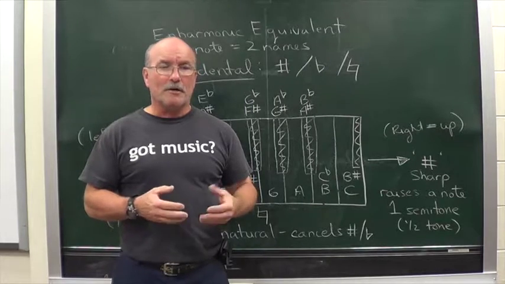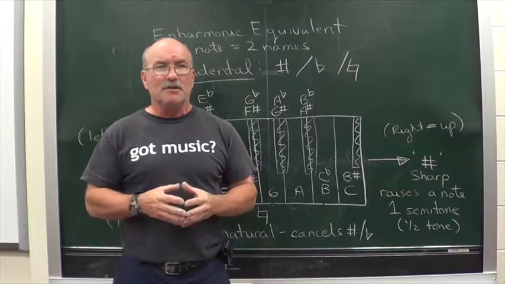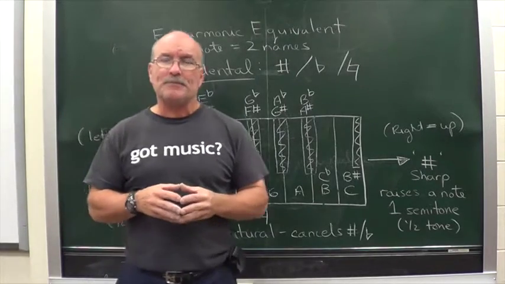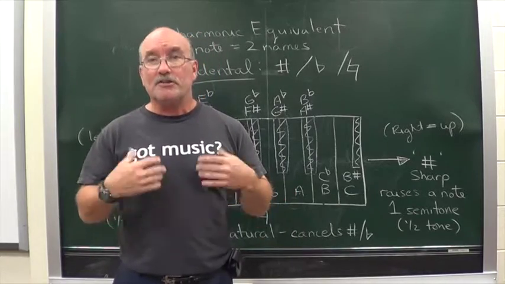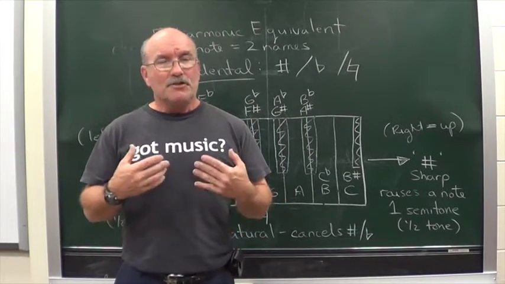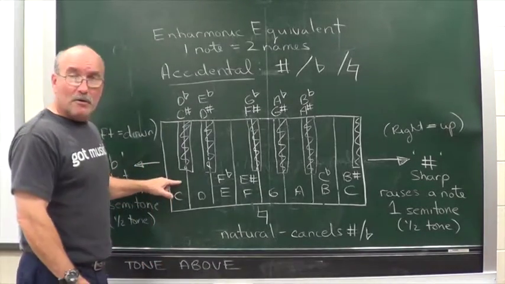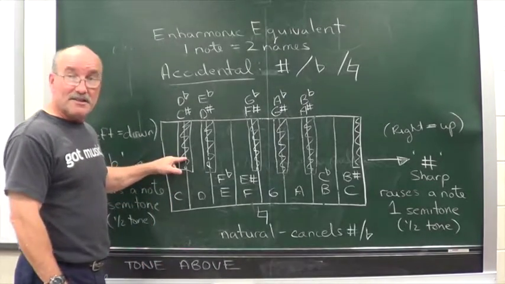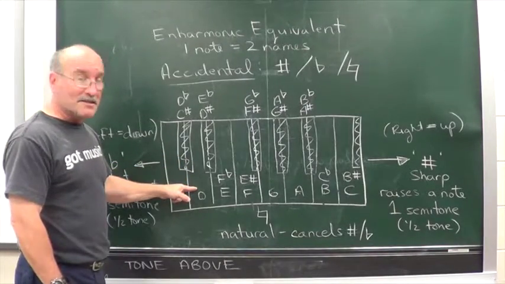The second part of the piano keyboard assignment is probably the more difficult part. At least students seem to have a terrible time with this, and that has to do with semitones and tones, constructing tones. So we need to understand and review the first part. When you go from a white key to a black key, that's a semitone. From a black key to an adjacent white key, that's a semitone.